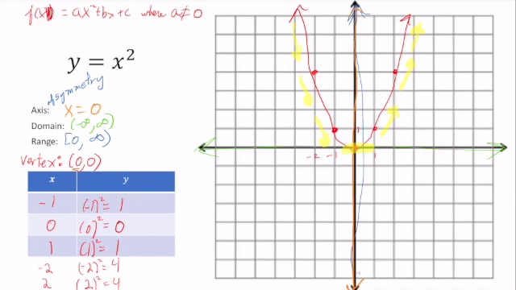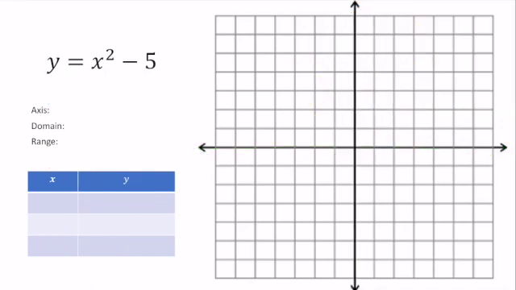Now, it's not that all of our parabolas are going to look like this, right? Typically, we don't see them in this form. They have constants added. They have coefficients. So we need to develop some tools in order to graph all of those. So let's say I have y equals x squared minus 5. Okay, so now I'm going to be subtracting 5 from what my x squared value was originally. So let's take a look at when x is -1, 0, and 1.